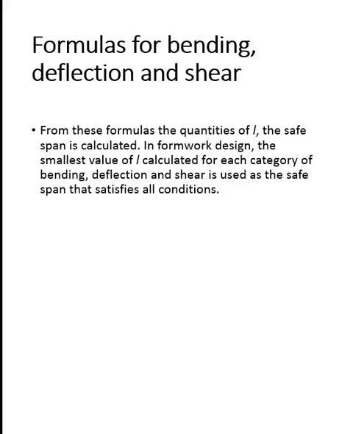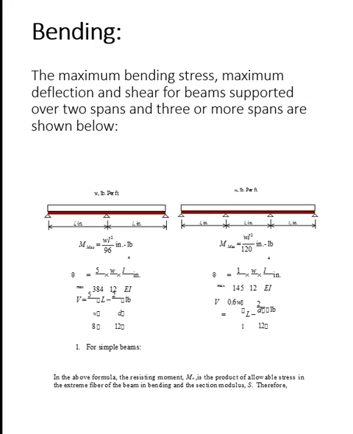And for formwork, the smallest value calculated for each category of bending, deflection, and shear is the one that's used as the safe span. Okay? So in this case, you can see the formulas, and again, we're looking at the 2 and 3 span, and this is considered the continuous. And the formulas for calculating the deflection and the bending stress and the shear.